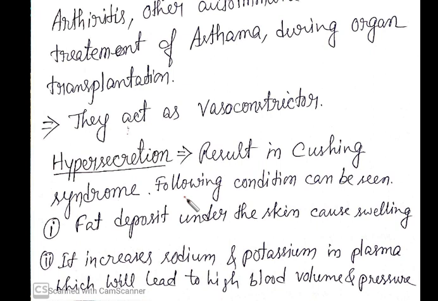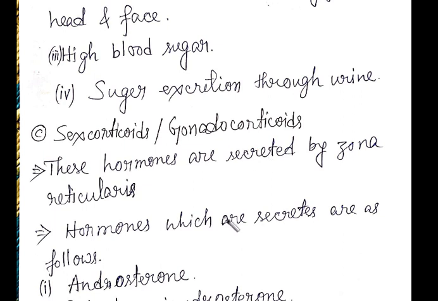Now what is the next thing? We can see high blood sugar in patients, okay? In those patients, because of Cushing syndrome, we can see a high blood sugar level in their body as well, and the sugar is also going to be excreted through their urine. So these are the things we can see, and these are the symptomatic changes a patient will have if the secretion of the glucocorticoids is more, right?